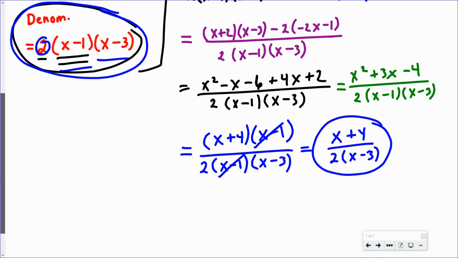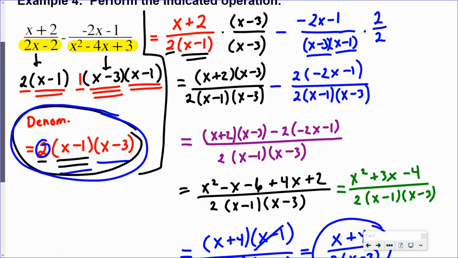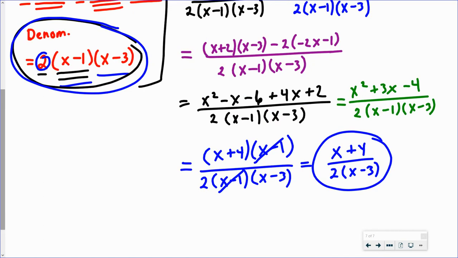So like I mentioned in the previous video, a little bit of work can get messy. So you really want to make sure that you keep your work organized. Make sure that you're double checking and factoring things properly. Sign errors, you're going to want to check for those as well. Those are common places where people make mistakes.